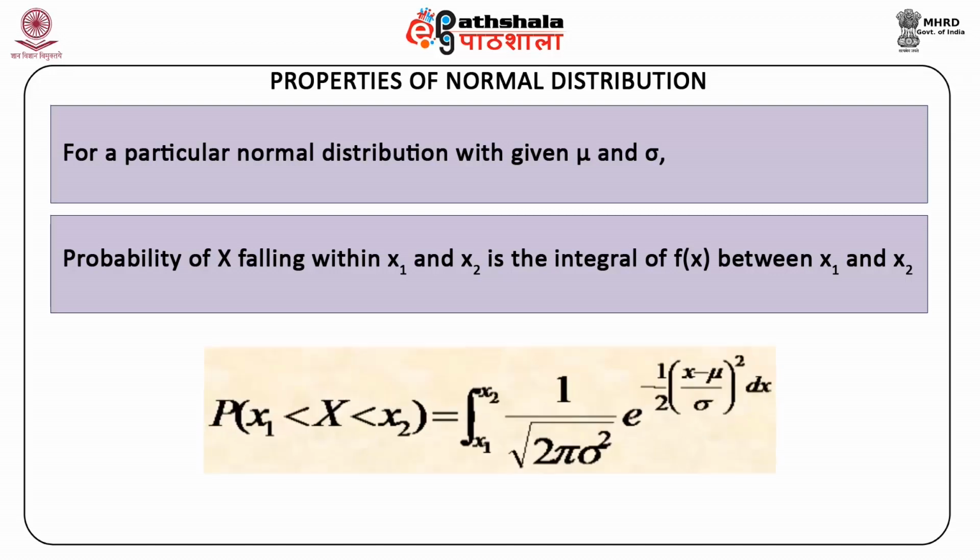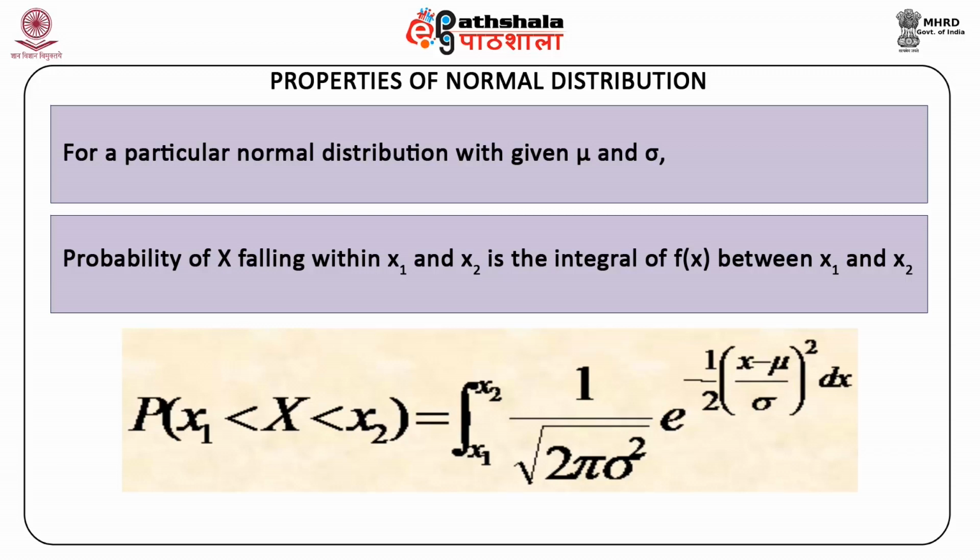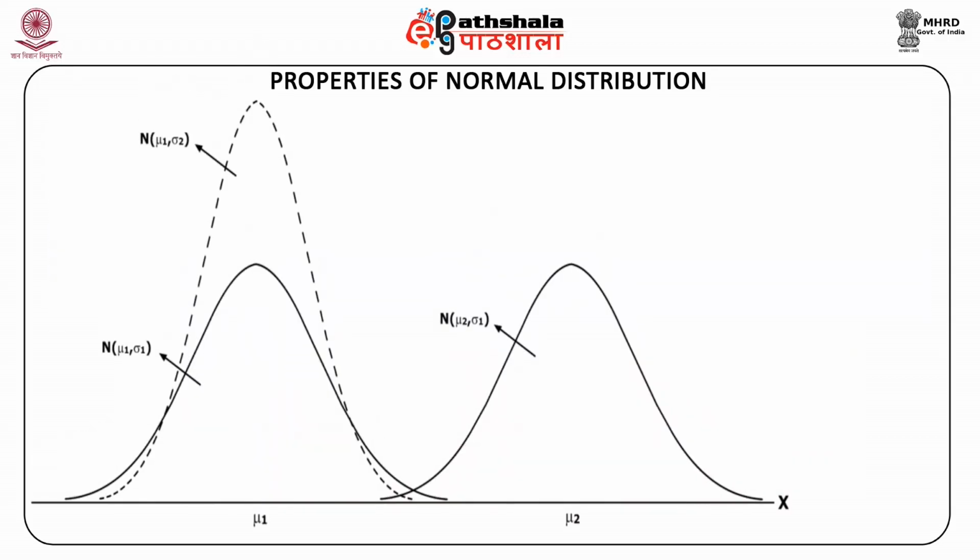That is, probability of x1 less than x less than x2 is equal to the integral from x1 to x2 of 1 upon square root of 2 pi sigma square multiplied by e to the power minus 1 by 2 multiplied by ((x minus mu) upon sigma) whole square dx. The shape of the normal distribution curve depends upon its parameters mu and sigma square.